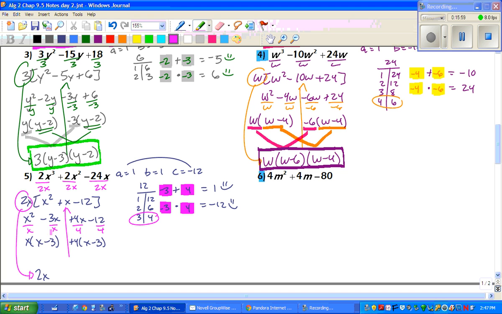Our check right here, which is good. And then our x is our other one. So our final answer would be 2x times x plus 4 times x minus 3. And since I'm all done with it, I'll put my box around it.